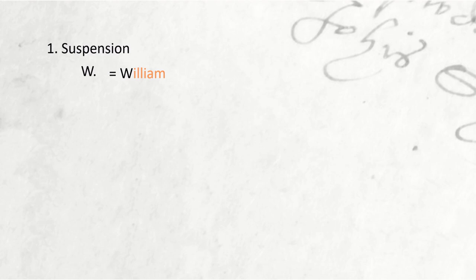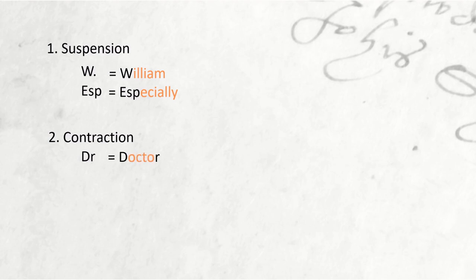So W for William. Later, this became the first phoneme, meaning single sound, or first few letters, such as ESP to indicate especially. However, any word that is not complete can be said to be suspended, even if the suspension is only the last letter. The second method is contraction. This is where the letters in the centre of a word are missing, but the start and the end of the word is written. For example, the modern abbreviation of doctor includes letters missing from the middle of the word.